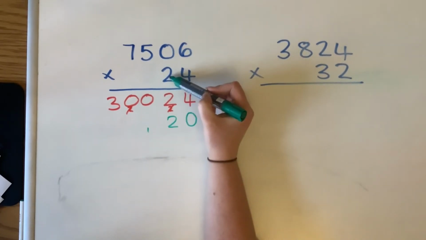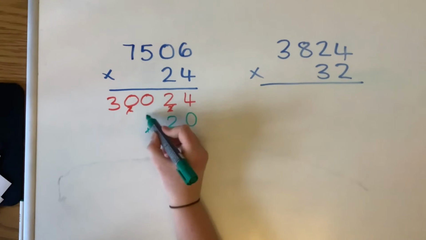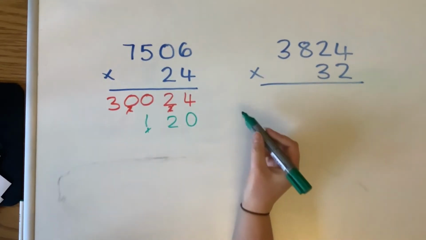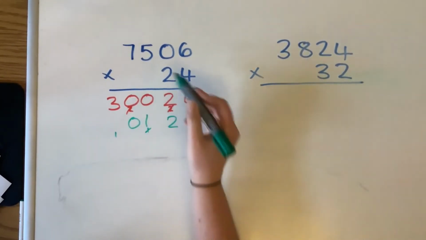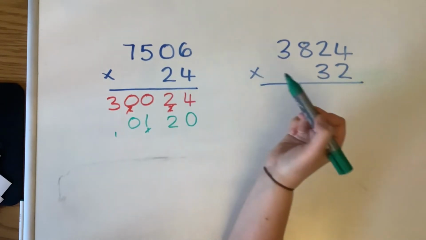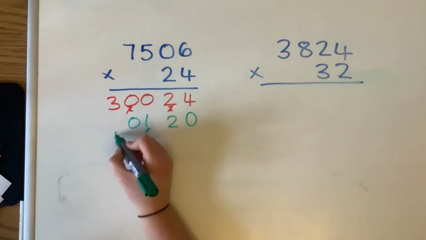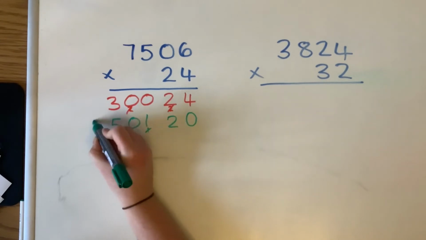0 times 2 is 0. Add on my regrouped 1 is 1. 5 times 2 is 10. And 7 times 2 is 14. Add on my 1, 15.